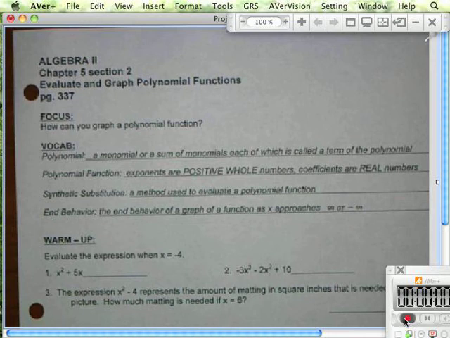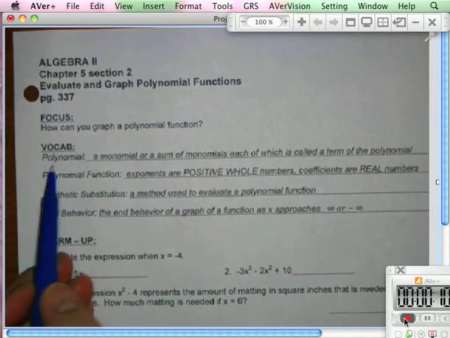Section 5.2, evaluate and graph polynomial functions. How do you graph a polynomial function? That's what we're going to be working on today. Here's some vocab to review.